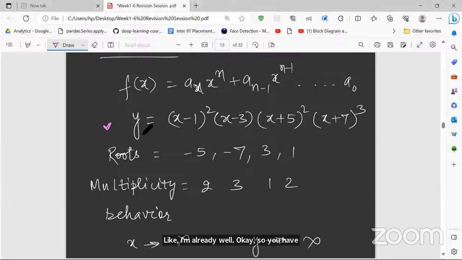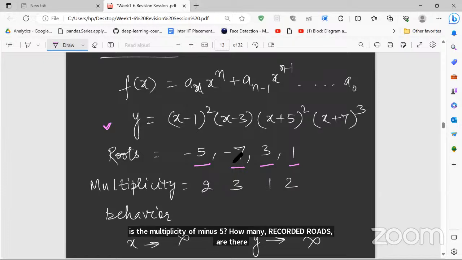Okay, so you have this equation. How many solutions are there for this equation? 4. Okay, 4 solutions. If you count the repeated solutions also, then how many solutions are there? 5 plus 3, that is 8. So the roots are -5, -7, 3, and 1. Multiplicity, you are aware of that? What is the multiplicity of -5? How many repeated roots are there for -5? 2. So similarly, you can write for -7, 3, and 1 also. Correct?